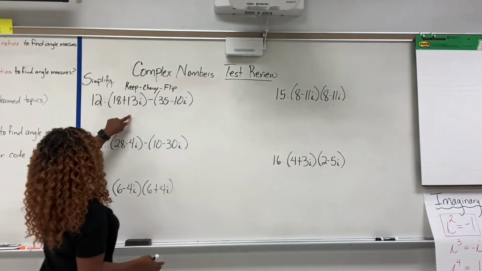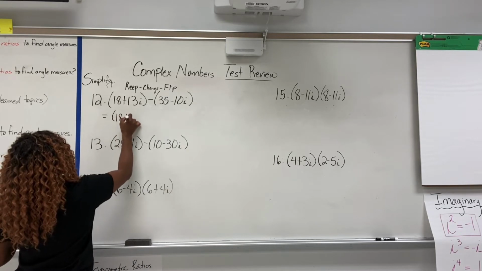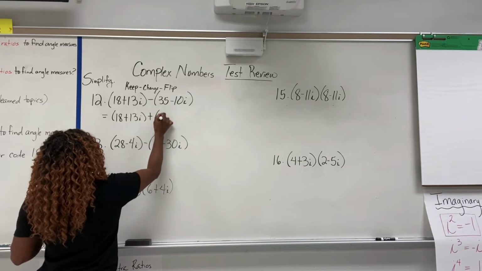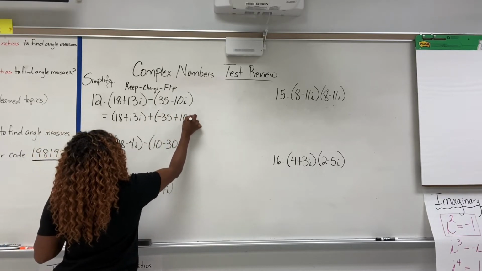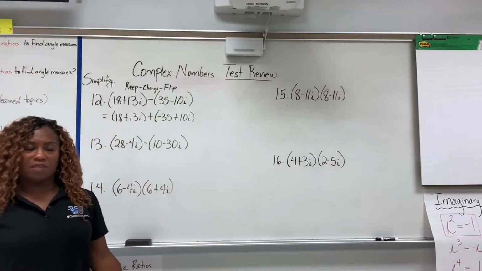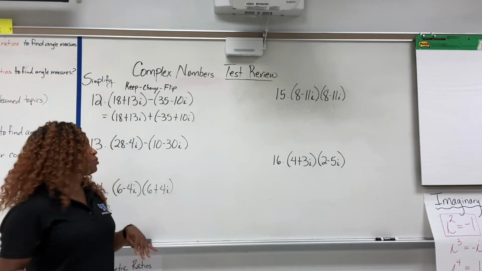So I'm gonna do that now. I'm gonna rewrite this as 18 plus 13i, and then I'm gonna add that to negative 35 plus 10i. So again, now it's an addition problem. And how do we add complex numbers? You combine like terms. We add the real parts, we add the imaginary parts.